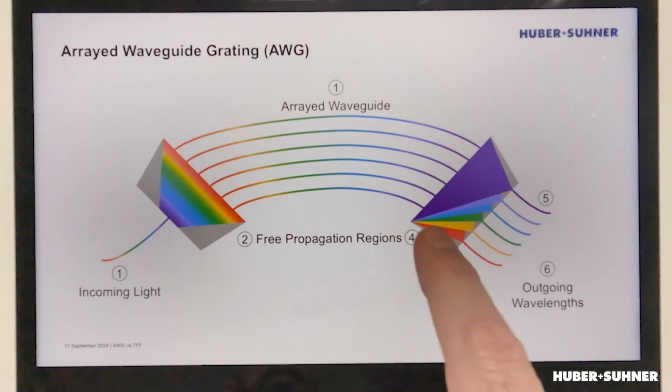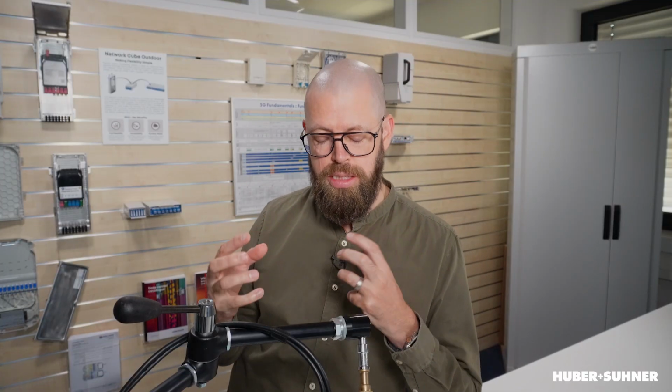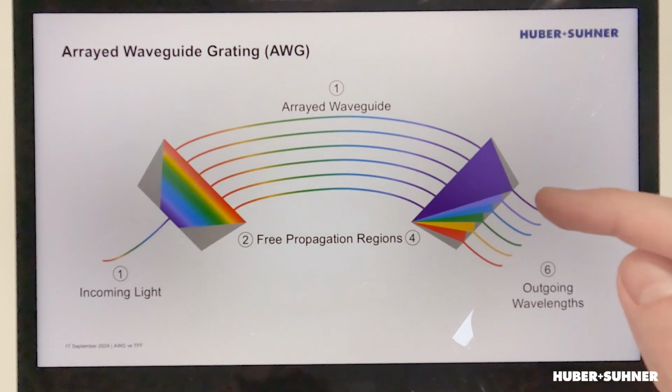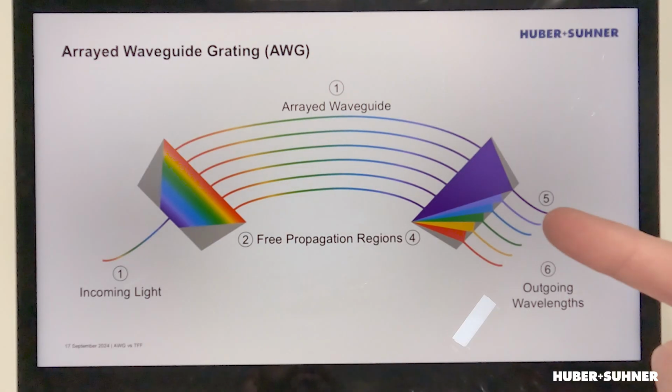Now the different waveguides, they actually generate phase shifts between the multiple optical beams. And then combined with the different path lengths of those waveguides, the different wavelengths are first dispersed and then focused on these outgoing points of the second free propagation region. And the result is that we then have the different wavelengths. Okay, so when do we use what technology?